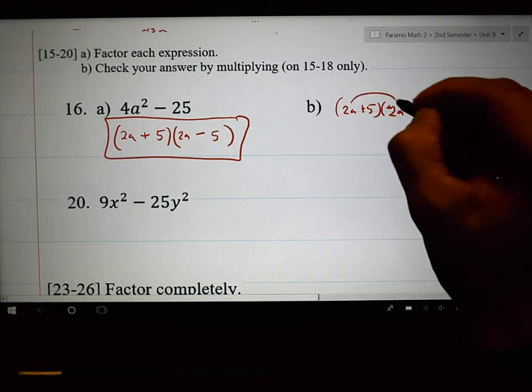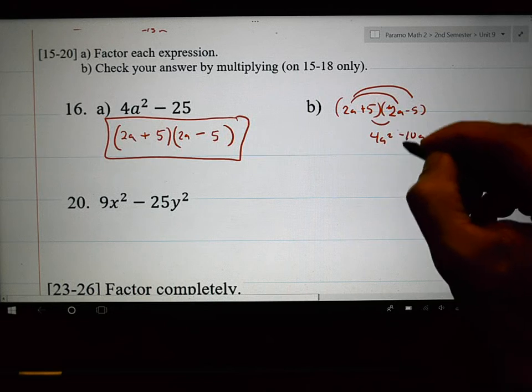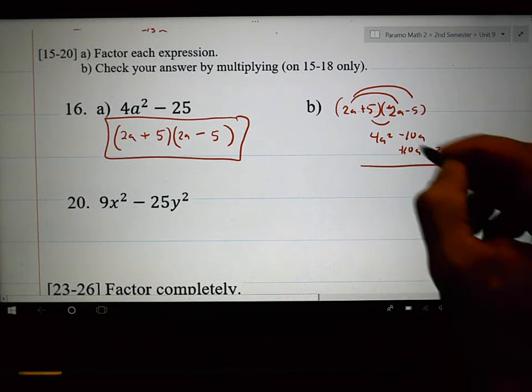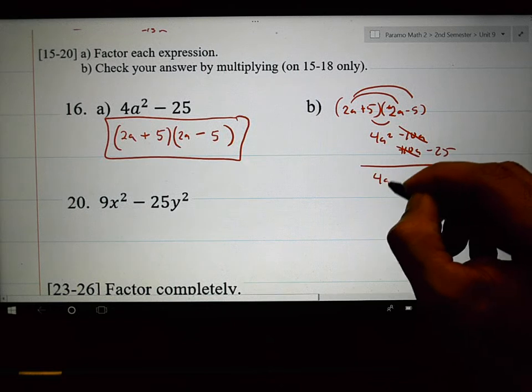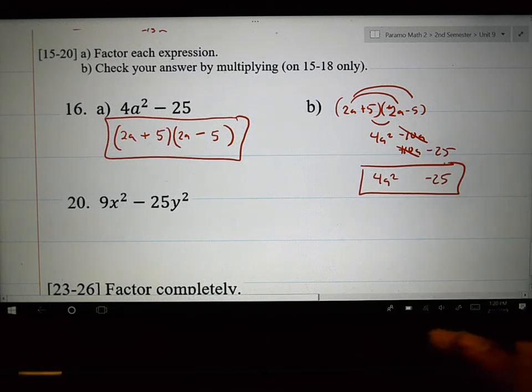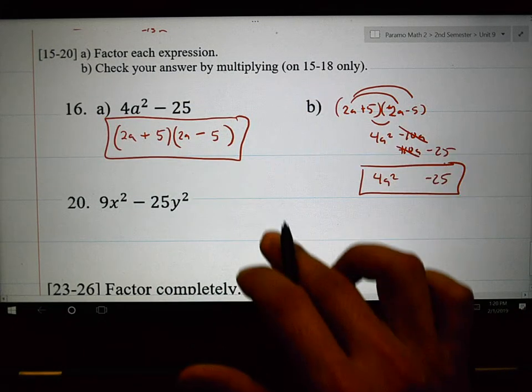2a times 2a is 4a squared minus 10a plus 10a. Look at how I write it. I line them up so that they can cancel each other out. Same answer. You don't always have to check your answer, only for numbers 15 through 18.